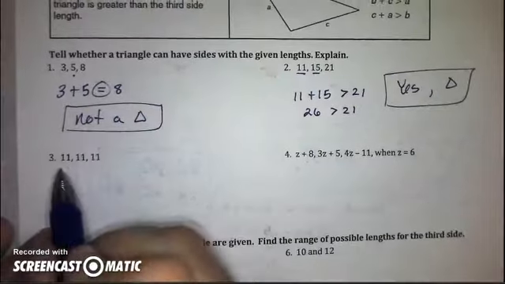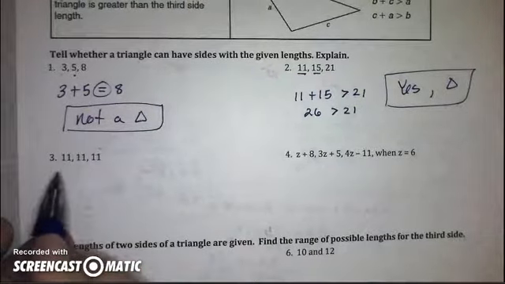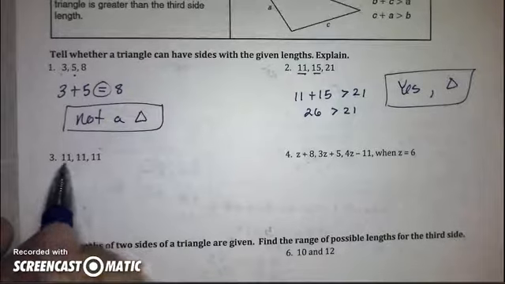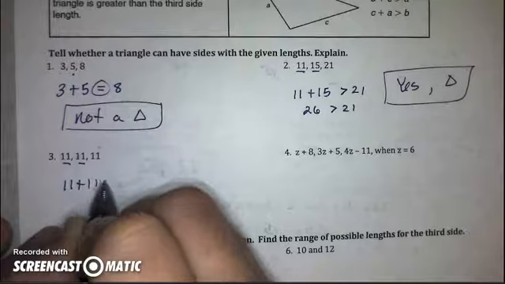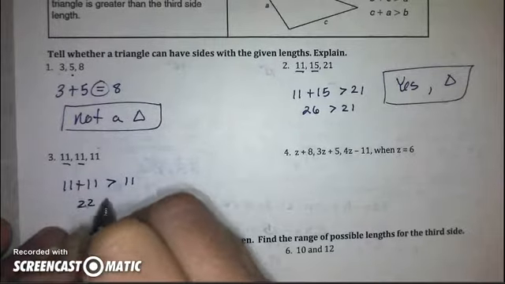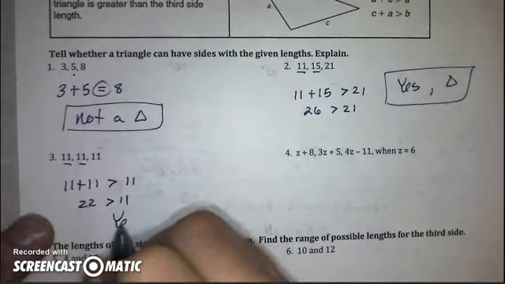All right? Now, if I have three sides that are all the same, that should be able to be a triangle because they would be an equilateral triangle, but you just check two of them compared to one. 11 plus 11 is greater than 11. That's 22. So yes, that's a triangle.